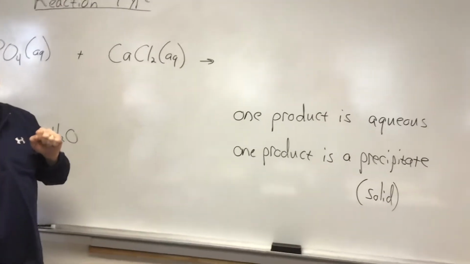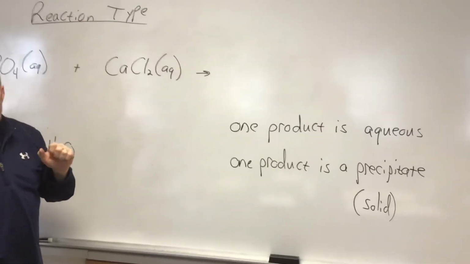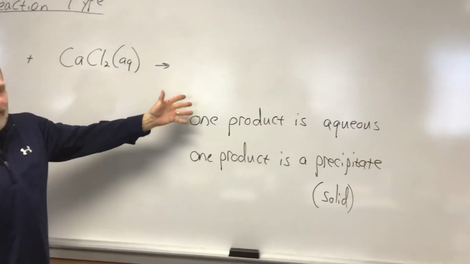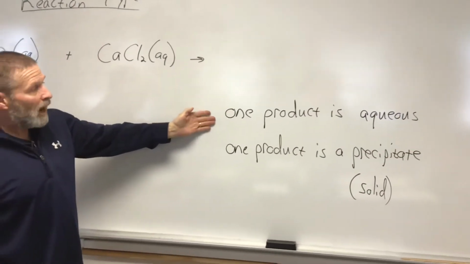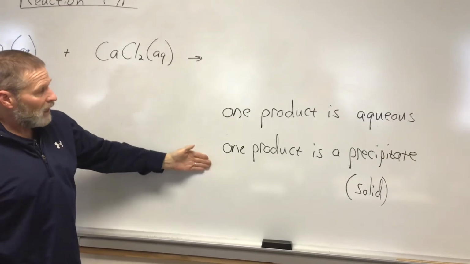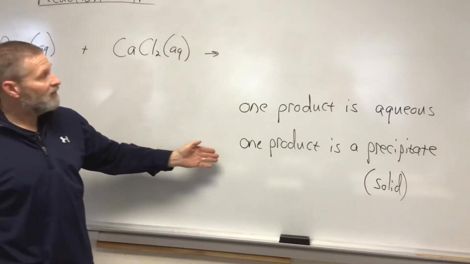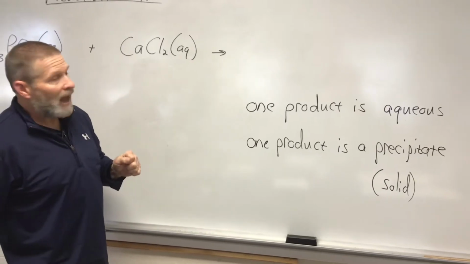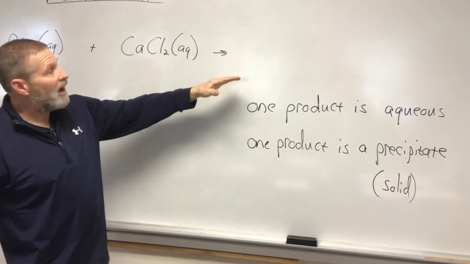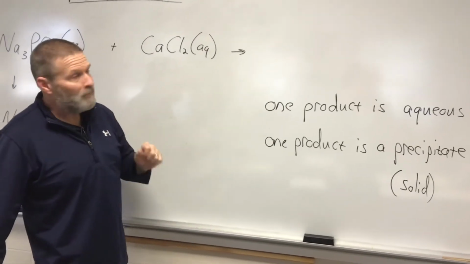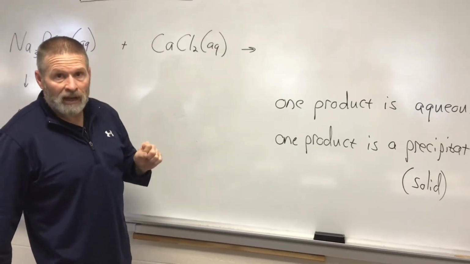Wait a minute, you didn't write the products up here, Mr. Hubbard. I know, because these guys are smart, Mr. Moore. They can figure this out, can't they? Yes, they can. Figure out what the products are. We'll tell you one product is going to be aqueous, and one product is going to be a precipitate, which remember is a solid. But I'm betting you can figure out what the products are and balance this equation. You're going to need a balanced chemical reaction to do the calculations here.